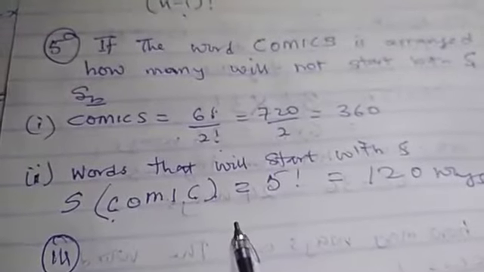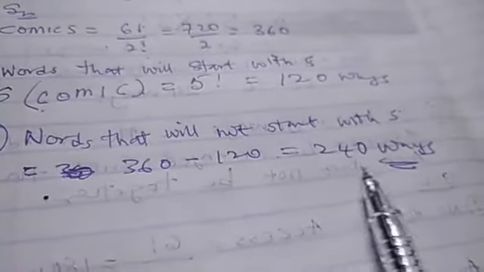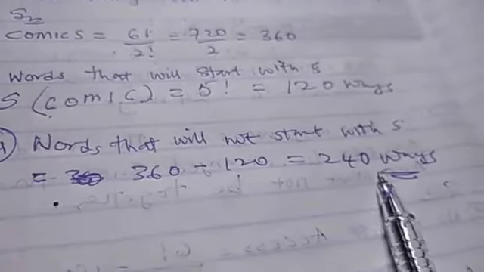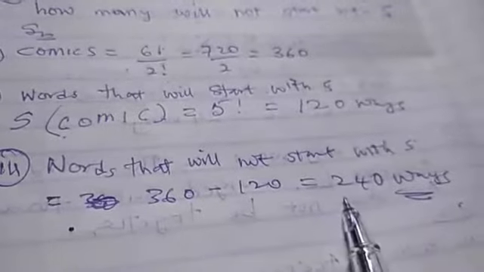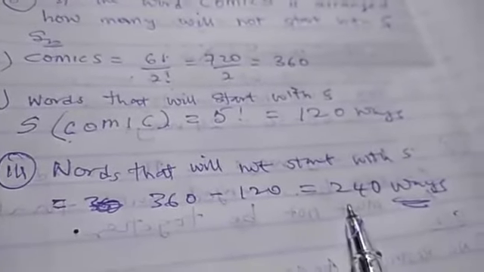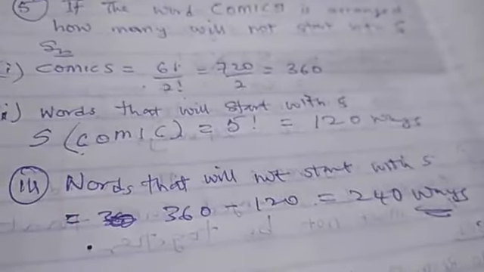So from that place, I can now come to my question: the number of words that will not start with S. That will just be 360 minus 120. So words that will not start with S will be 240 ways. Those are the words that will not start with S. So we will now move to combination.